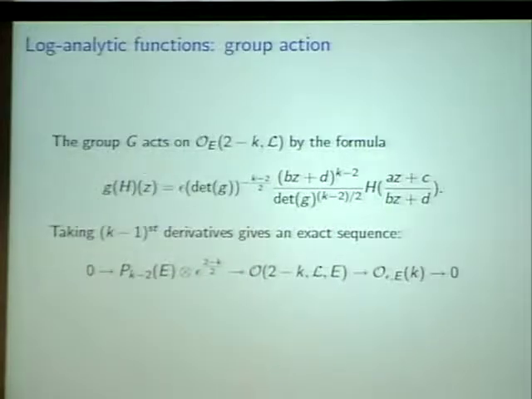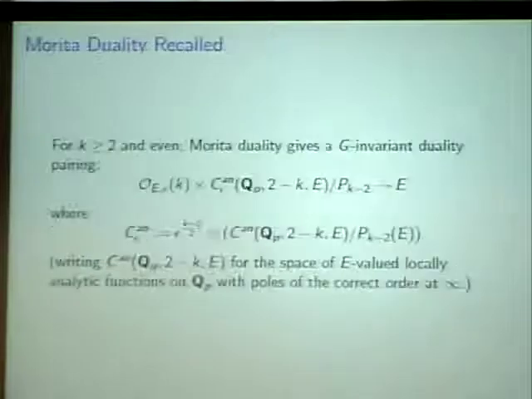And you still have a group action. I mean, the group action still works nicely, and you end up with the following exact sequence. So here we have these functions O, E of k. We integrate them k minus 1 times. The group action now goes back to 2 minus k. But we have to keep track of L, I mean, this space depends on L. And the kernel of this are the polynomials of degree k minus 2, because we took the k minus first derivative. This is just keeping track of the group action.